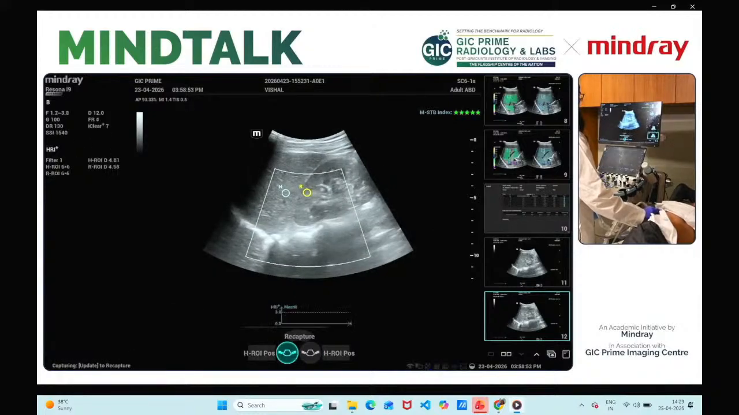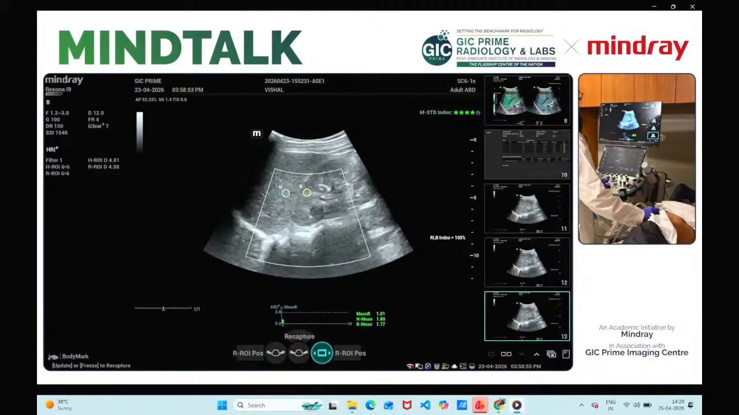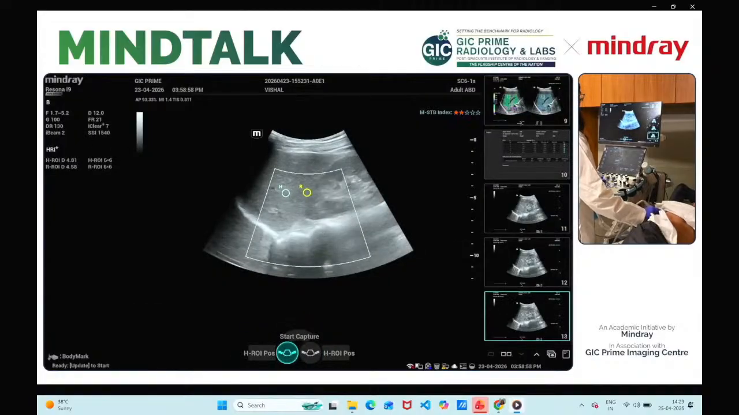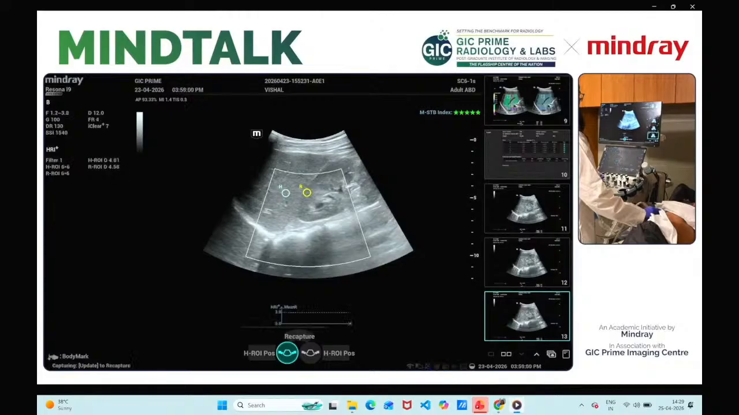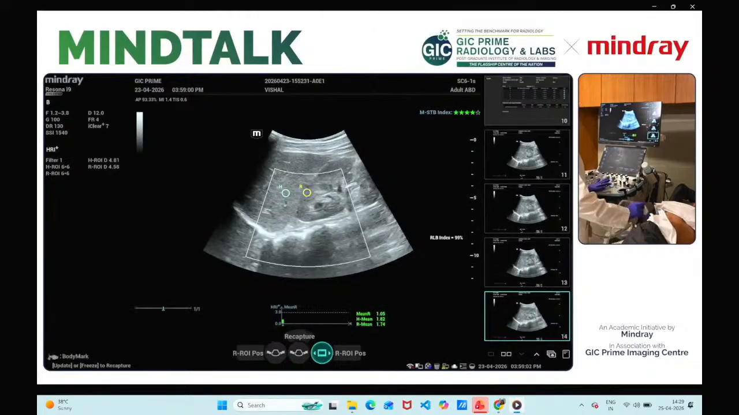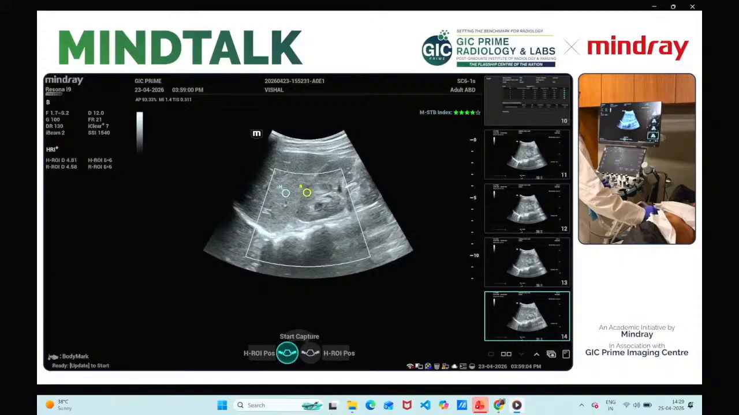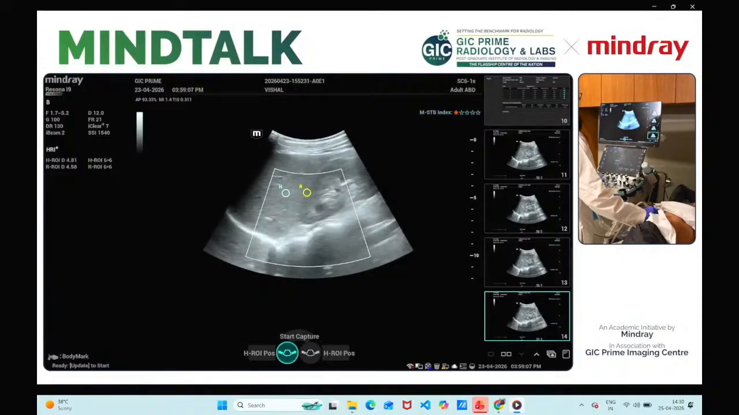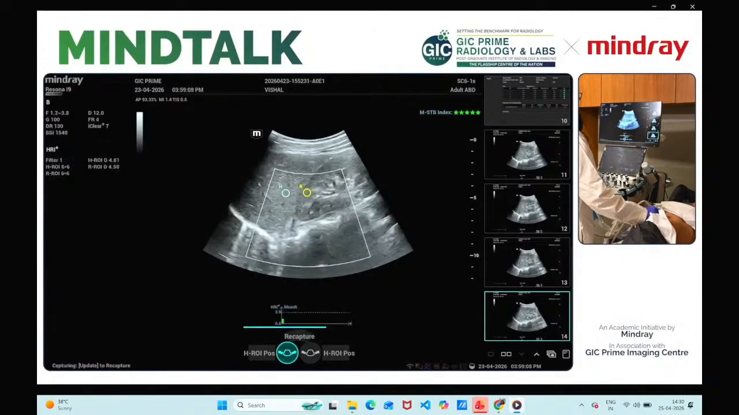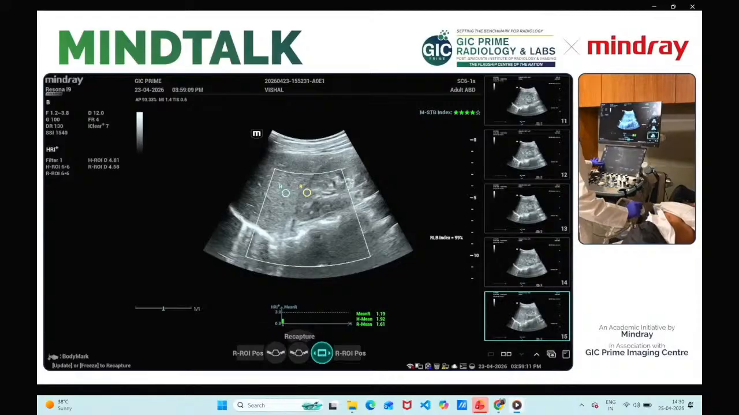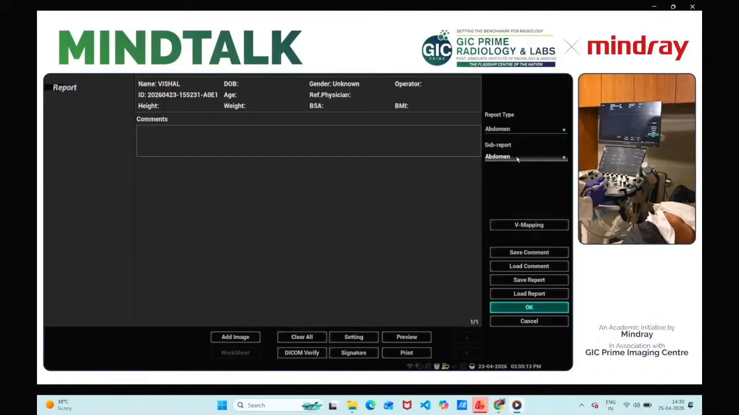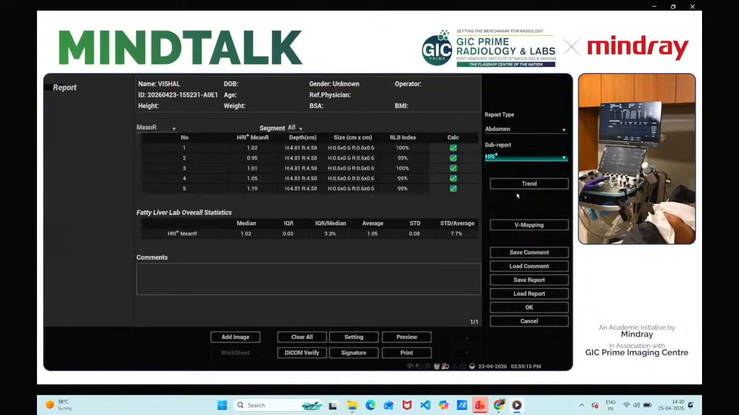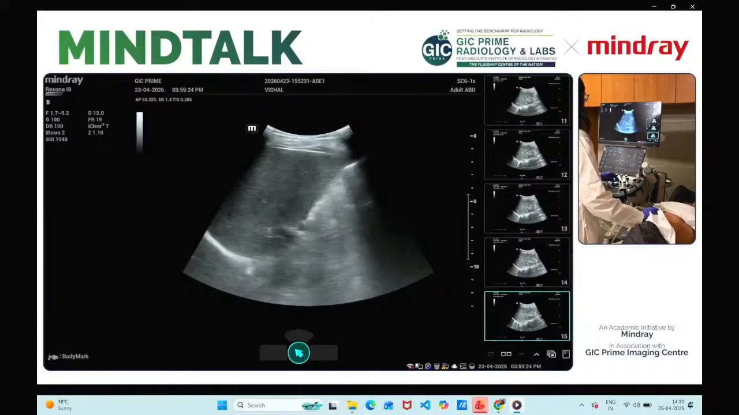I am taking a total of 5 measurements. And the machine will calculate the median value of these 5 measurements and also present the IQR by median ratio. Here we can see that the median value is 1.0, which is normal, and the IQR by median ratio is 3.3%, which suggests accurate measurements.